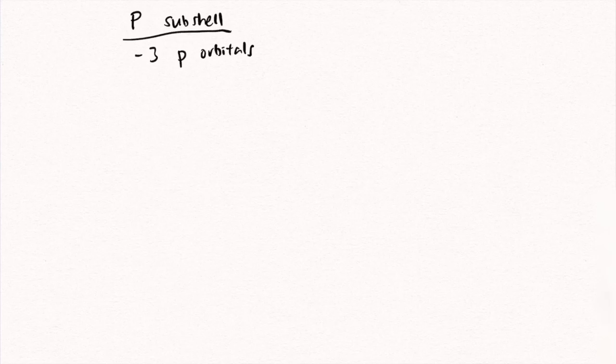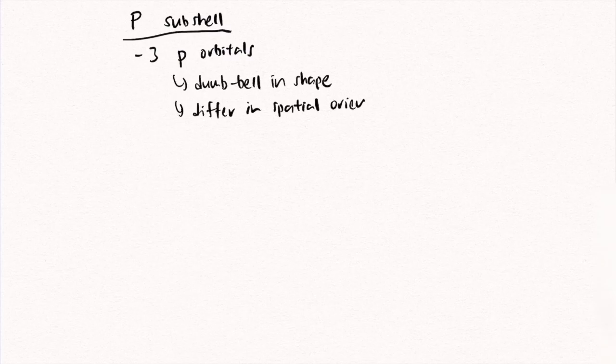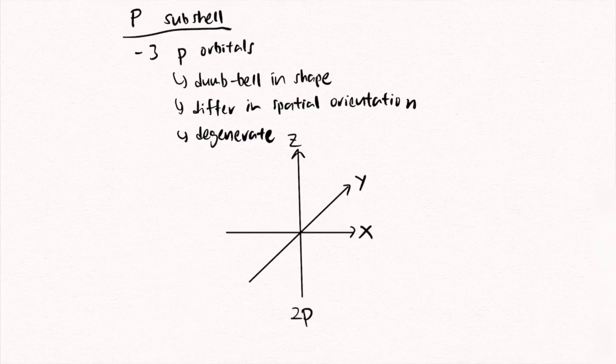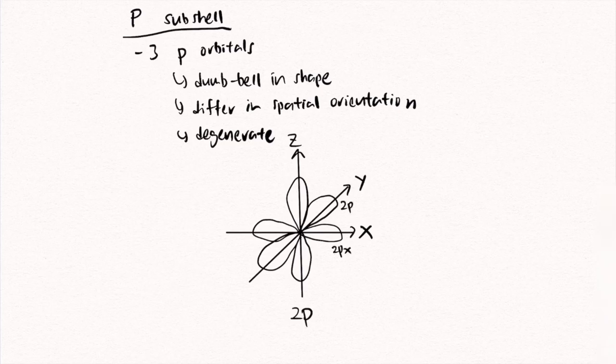Now, for the p subshell, in each p subshell, we have 3 p orbitals. All 3 orbitals are dumbbell in shape and differ in spatial orientation. And lastly, they are all degenerate. Now, let me draw out the 2p orbitals. Similarly, we start by drawing the x, y, and z axis. As the atomic orbitals differ in spatial orientation, we will draw a dumbbell along each axis to represent each atomic orbital. Importantly, do remember to label all 3 p orbitals.